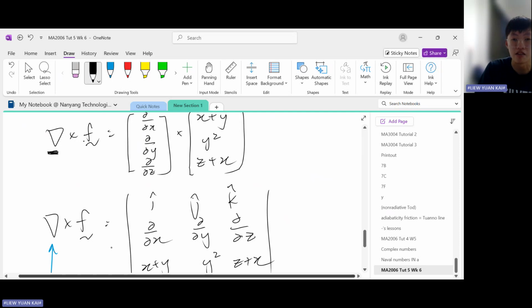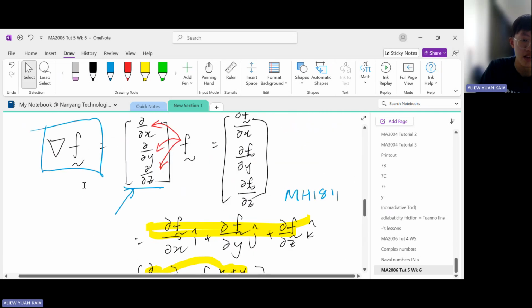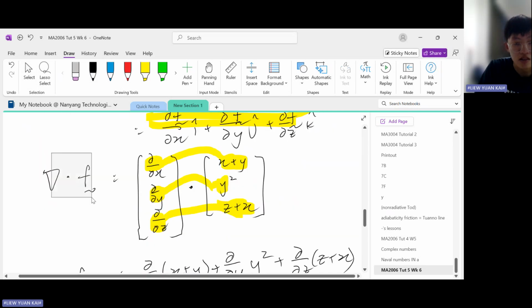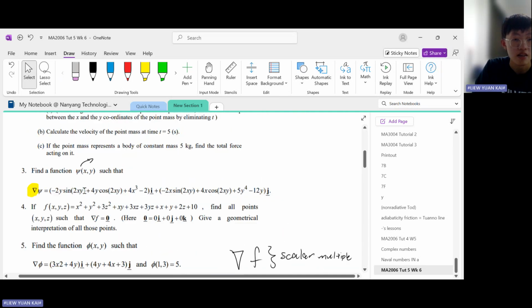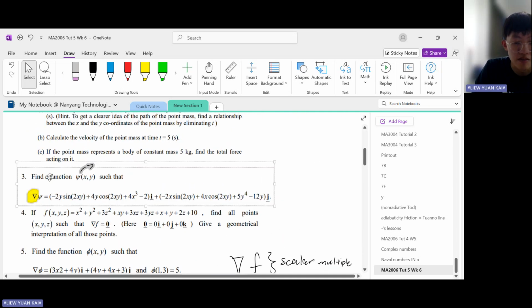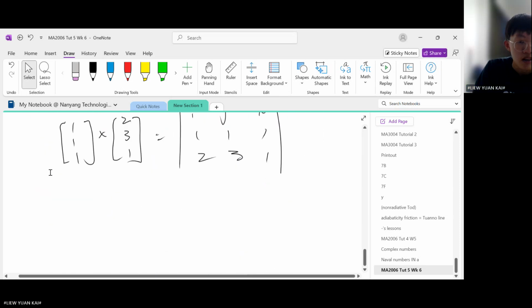So basically, what you need to remember at the end of the day is that Nabla is defined to be a column vector with these entries: partial derivatives in each direction, in the x, y, and z direction. Then after that, you just treat Nabla like a normal vector. So you can do scalar multiplication, dot product, cross product. Simple as that. So anyways, let's go back to this question that we need to focus on.